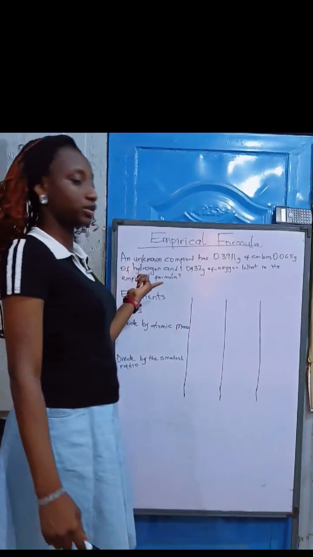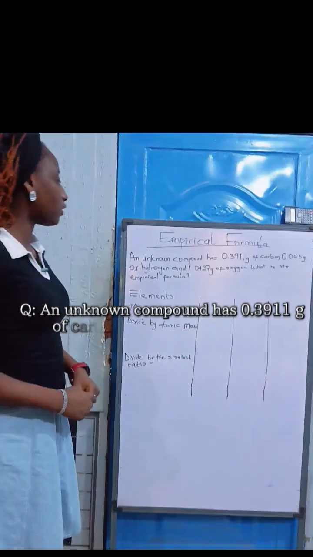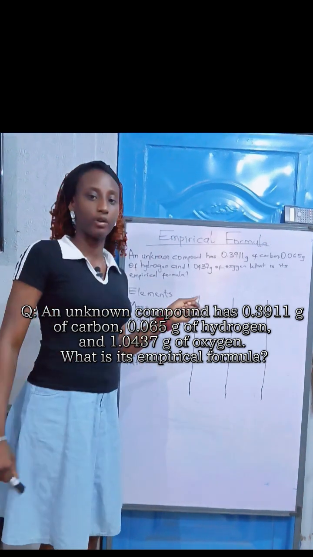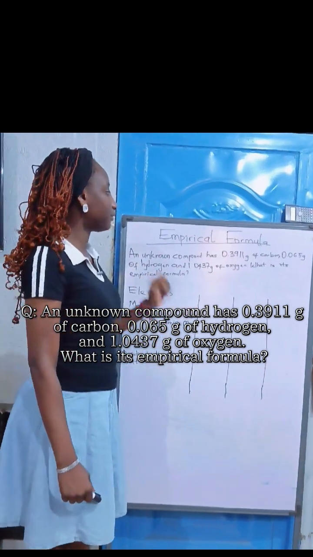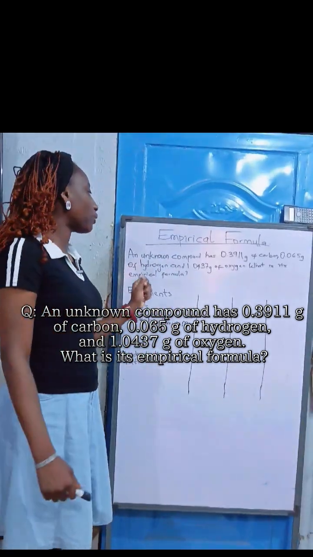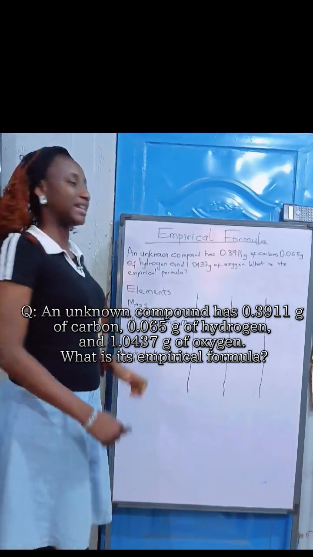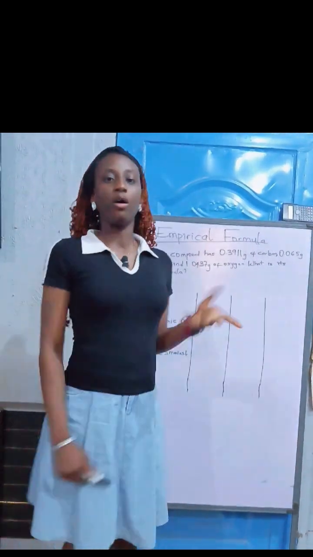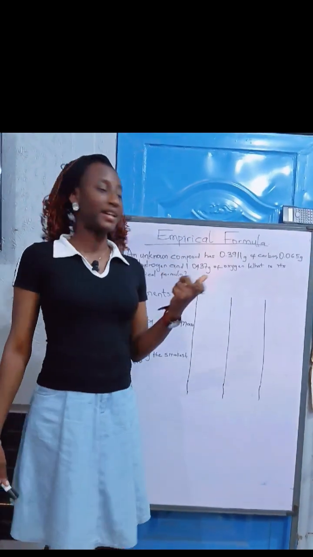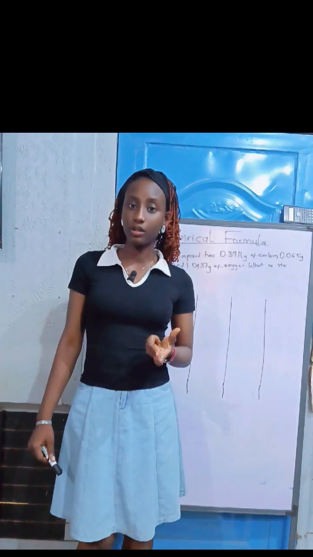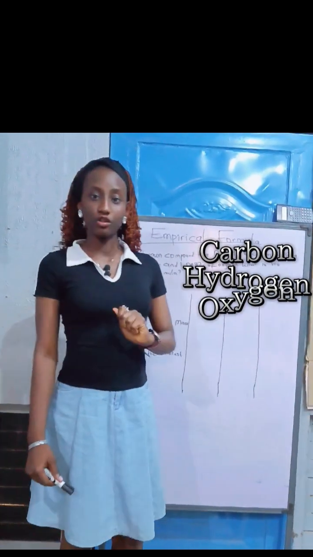Let's read the question together. An unknown compound has 0.3911 gram of carbon, 0.065 gram of hydrogen, and 1.0437 gram of oxygen. What is its empirical formula? All right, so first thing is to identify the elements. We can see that the elements given in the question are carbon, hydrogen, and oxygen.